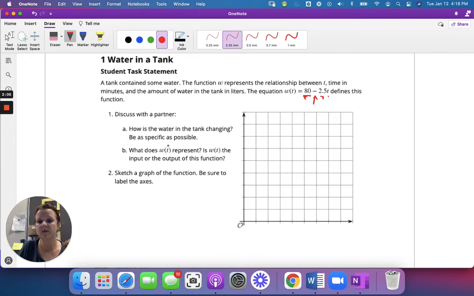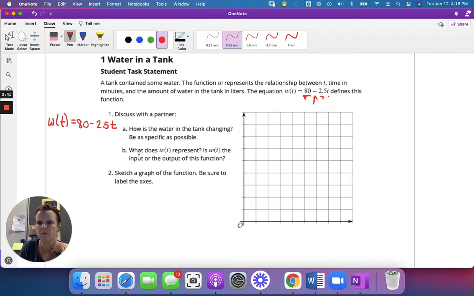What does the W of T represent? Is the W of T the input or the output? So the W of T is the output. The input is the time. Okay, our independent variable is the time. So for every minute that goes on, the tank decreases by 2.5 liters. So we start out with 80 liters and we're losing 2.5 liters a minute.